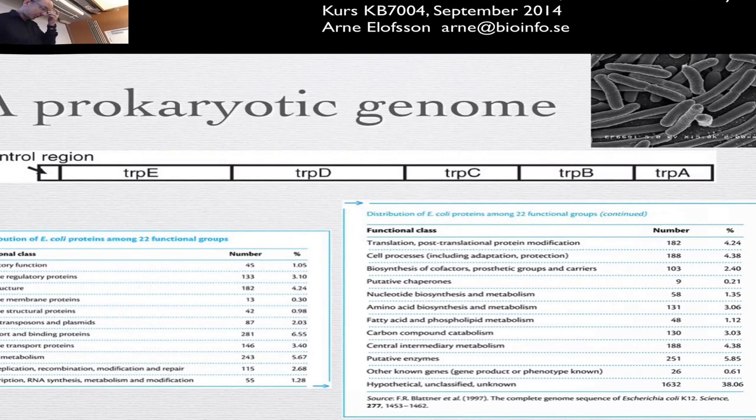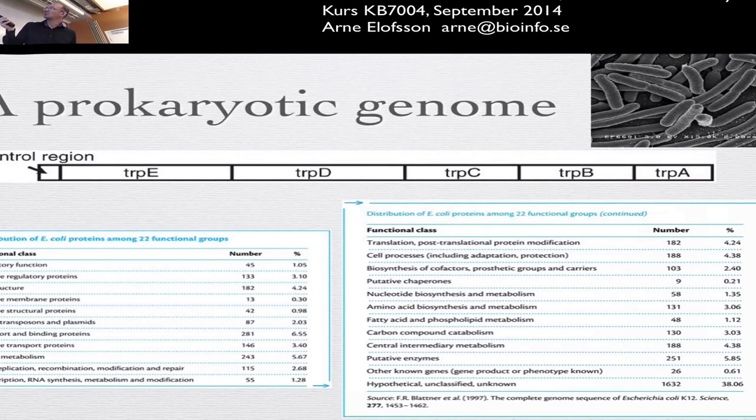So just a little bit of numbers again. On this general overview, if you look at the typical prokaryotic genome, I would guess it's E. coli, but I don't remember. Yes, E. coli. So one thing is that sometimes the genes are organized in clusters, so they're controlled by single control regions.